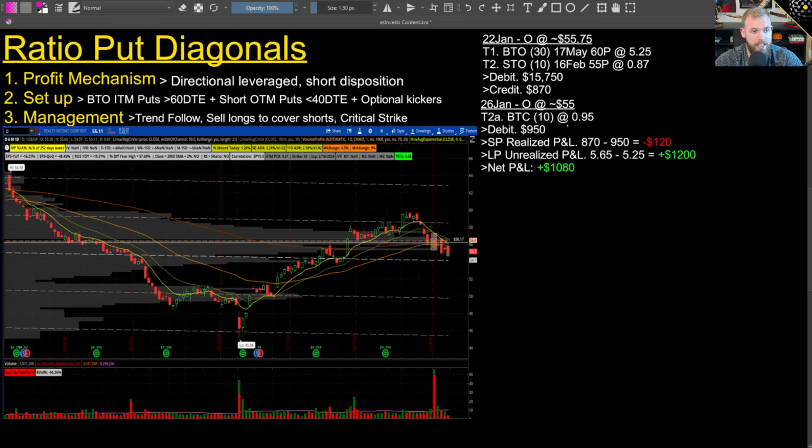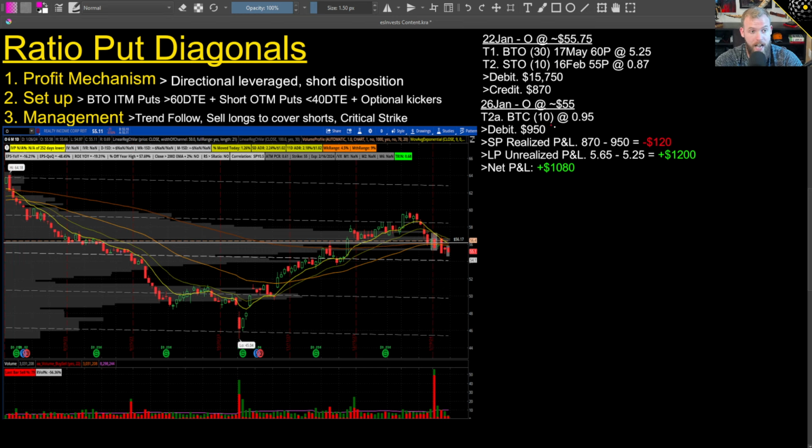So when I saw that I could get out of those shorts for cheap, right? The difference here is minimal. The overall debit paid was $9.50. I lose 120 bucks, but this is a scenario where it's starting to break down. I want to let it break down and I don't want these shorts to get in the way.